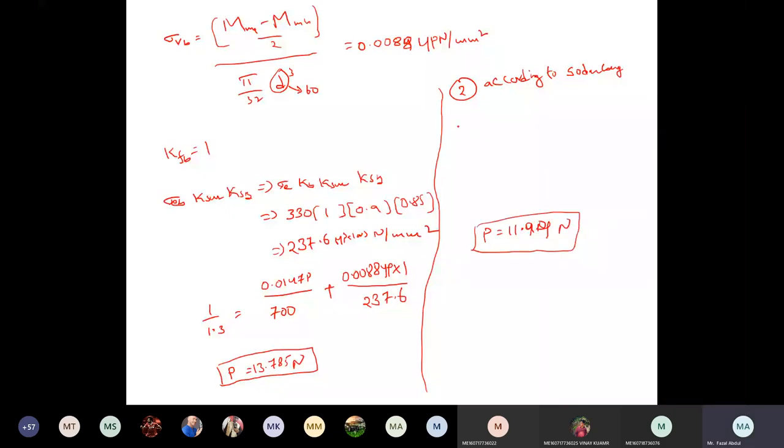According to Soderberg, I am writing the equation: 1 by factor of safety equals mean bending by yield plus variable bending into Kf by endurance limit into K surface into K size. 11.9.